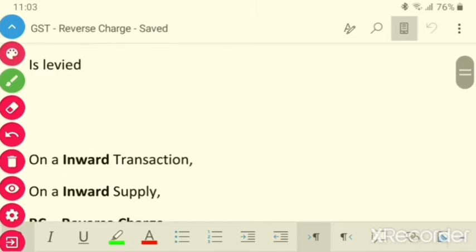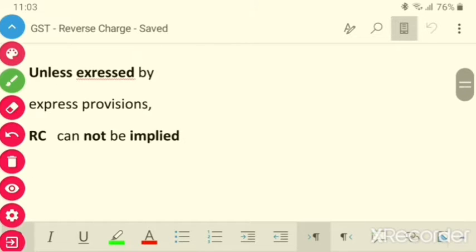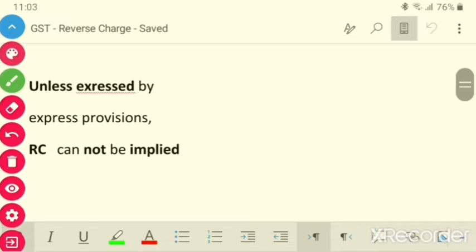Now let us take some examples. Now reverse charge, can it be levied just like that? Unless expressed by express provisions, RC cannot be implied. So if there are specific provisions in the Act or notification, then only reverse charge is applicable in specific situations.